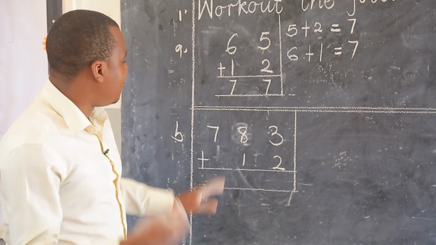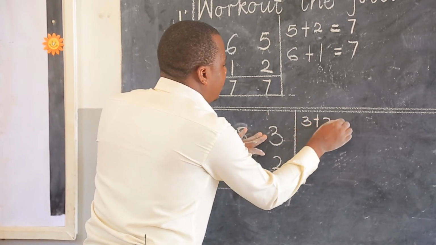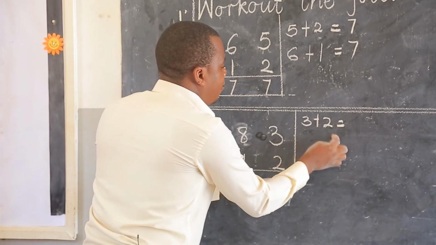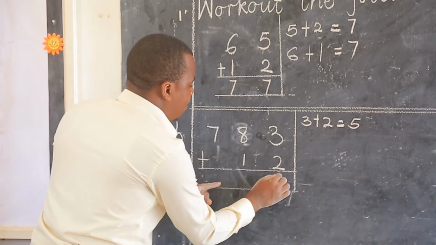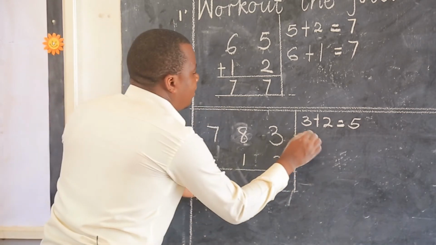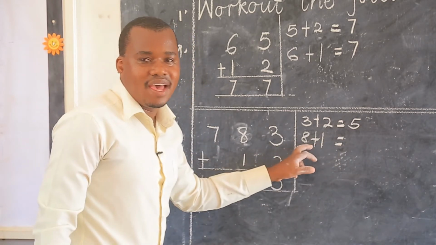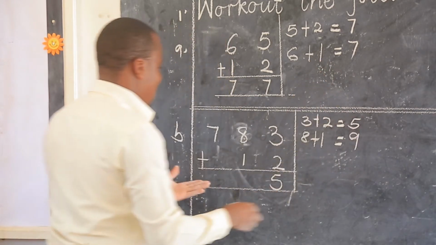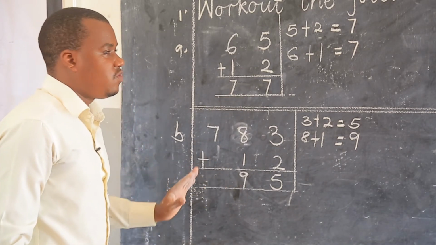So where do we begin from, my good children? Place value ones. In ones we have 3 plus 2. What is 3 plus 2, children? Draw 3 and draw 2. Then count them together. 3 plus 2 is 5. So after that, I come here and write 5. Next place value, I have 8 plus 1. What is 8 plus 1? So I draw 8 and I draw 1, and then I count them all together. 8 plus 1 is 9. Then I'll come and write here my number. I have got 9, so I transfer it there.